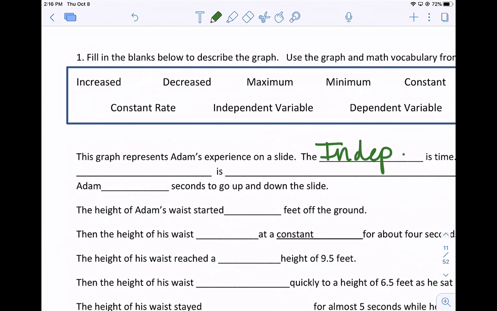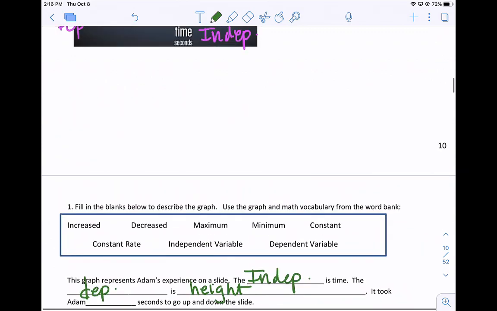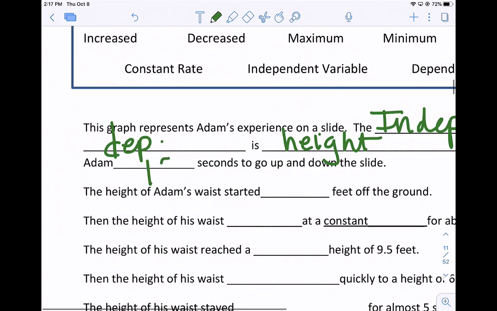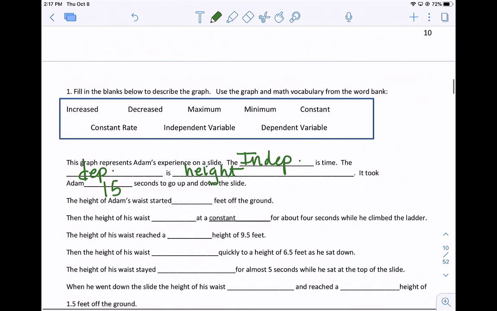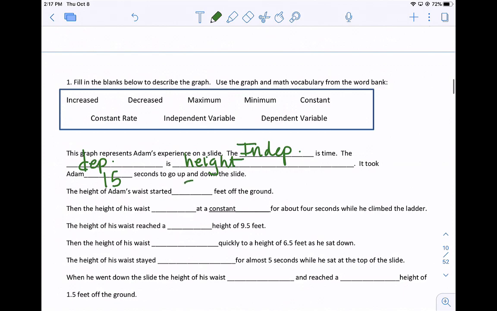The independent variable, the dependent variable is height. I don't think I have all the words there. It took Adam blank seconds to go up and down the slide. And so that would be 15 seconds. The height of Adam's waist started how many feet off the ground? Okay, 3 feet off the ground.